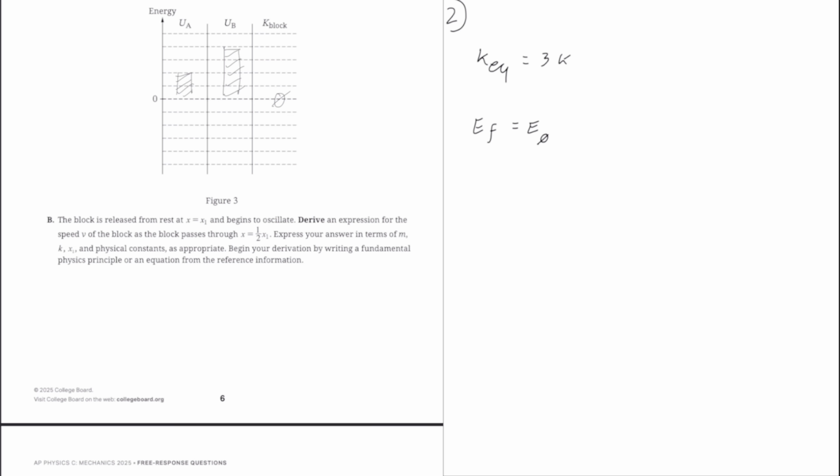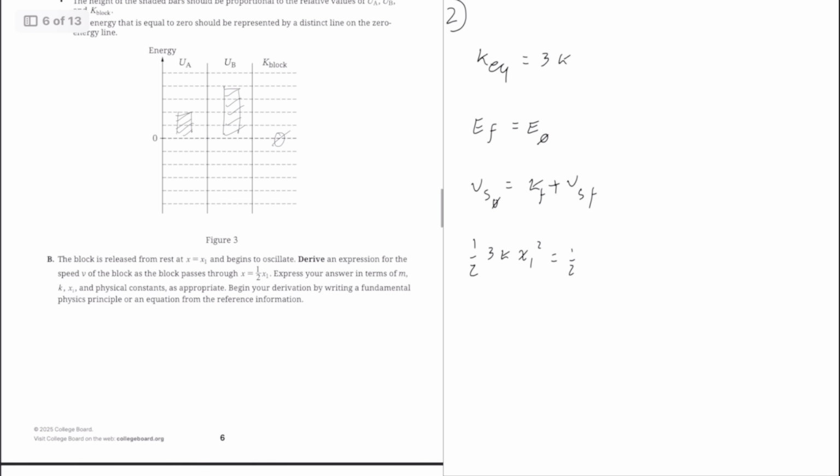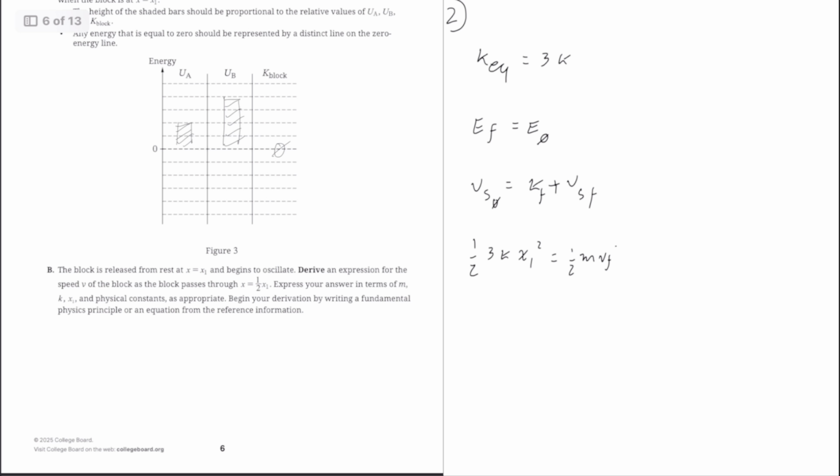Well, what's E initial? I'll say US initial has to equal US final plus K final. Okay, great. So what's US initial? Well, it's 1/2 3k x1 squared, which is equal to 1/2 m, the mass of the block, times v final squared, plus 1/2 k x1 squared here. And what does that give me?